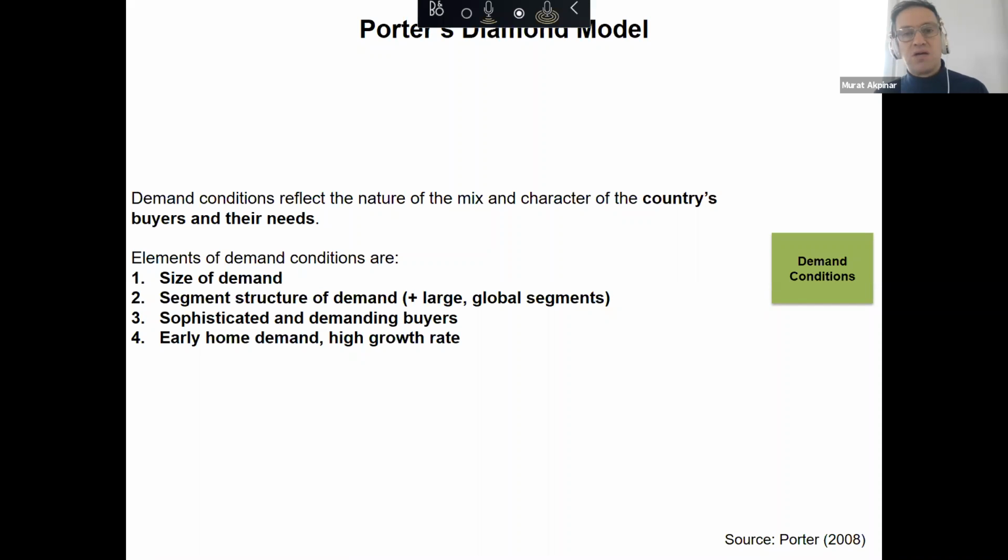So that is also one side of demand conditions where we see the impact of the government on consumption.